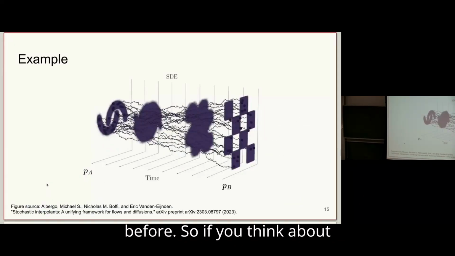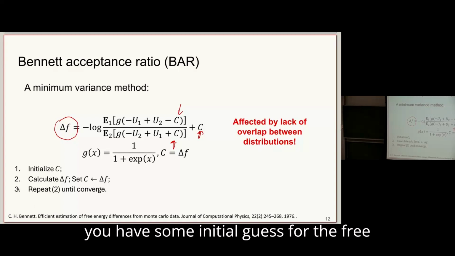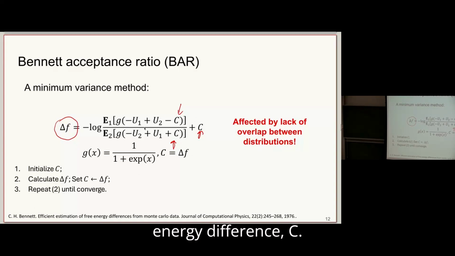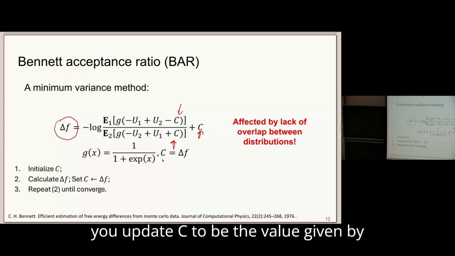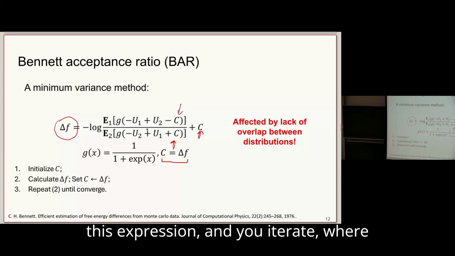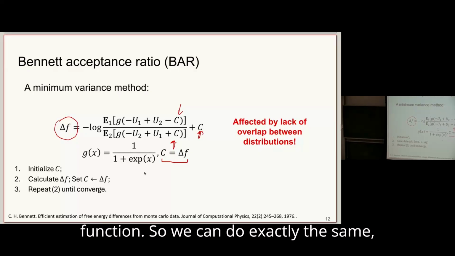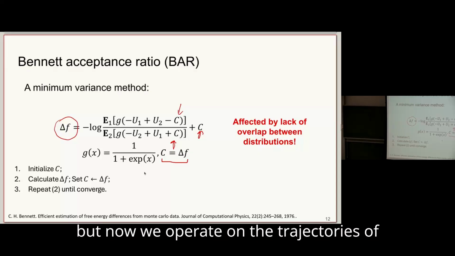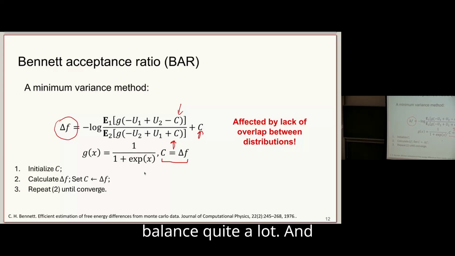So if you think about what we did before with BAR, you have some initial guess for the free energy difference, C. You initialize it to that guess, and then you update C to be the value given by this expression, and you iterate, where G is this function. So we can do exactly the same, but now we operate on the trajectories of the SDEs. And this is going to reduce variance quite a lot.